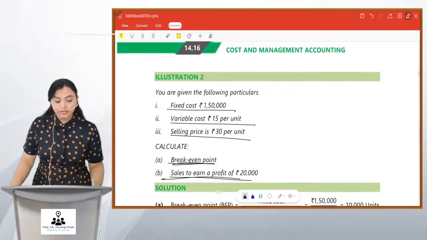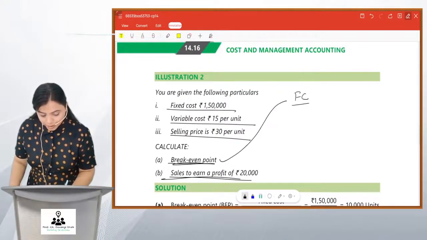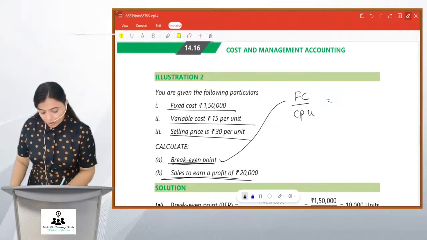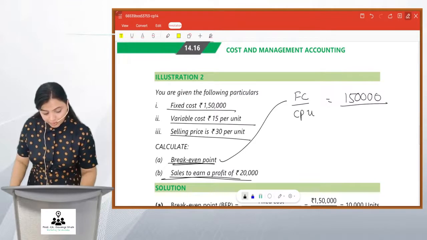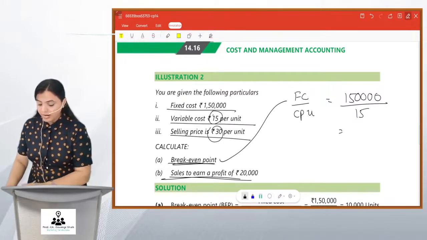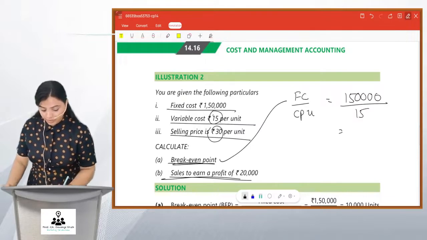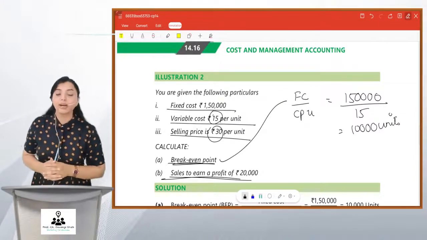So friends, how to calculate BEP? It is fixed cost upon contribution per unit. Fixed cost is 1,50,000. Contribution per unit will be sales minus variable cost. That is 30 minus 15. You get 15. So 1,50,000 divided by this 15, you get 10,000 units. Correct, friends? And this will be your break-even point.